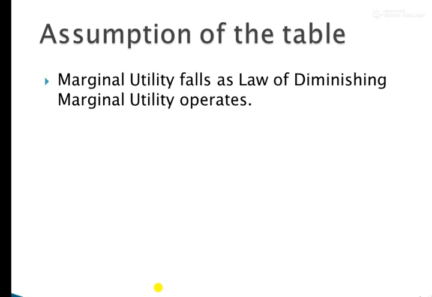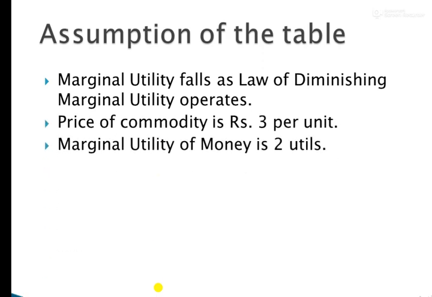To understand this, we are going to have a table, and the assumptions of the table are: number one, marginal utility falls as the law of diminishing marginal utility operates. We have discussed this law in my previous video. The next assumption for this model is that the price of the commodity is rupees 3 per unit and the marginal utility of money is 2 utils.